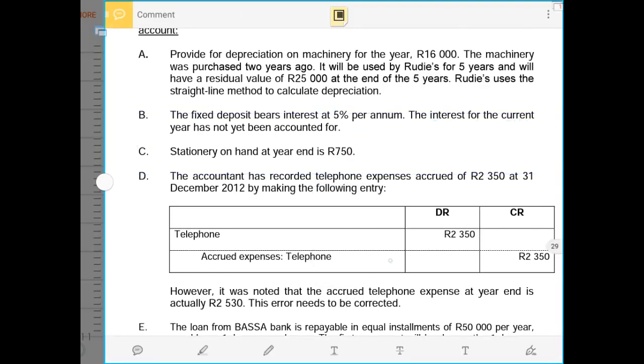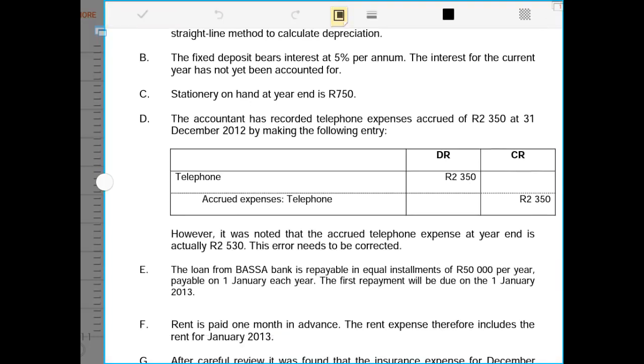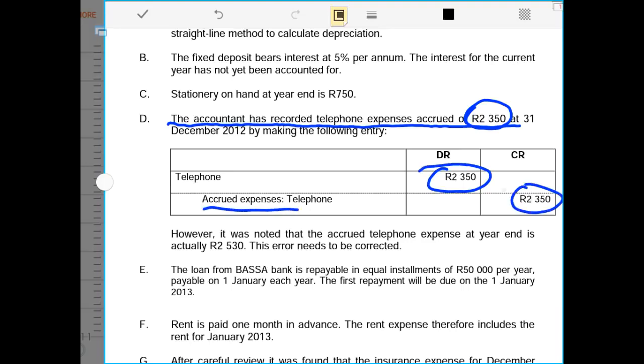Then on the same note, it says under number D that the accountant has recorded telephone expense accrued of 2,350. So the telephone accrued was supposed to be 2,350 at the 31st of December 2012 by making the following entries. So now he debited telephone by 2,350 and credited accrued telephone by 2,350.